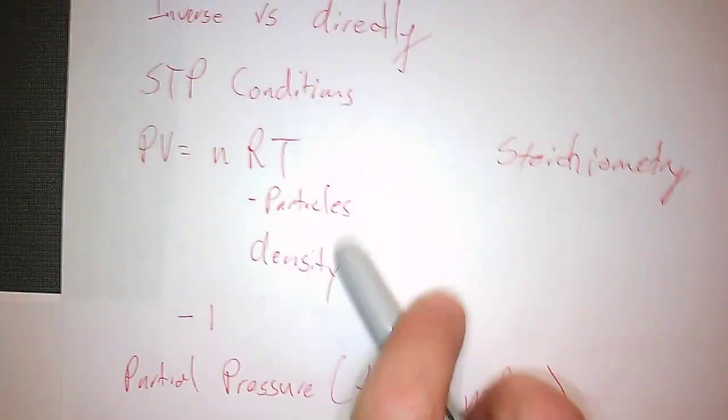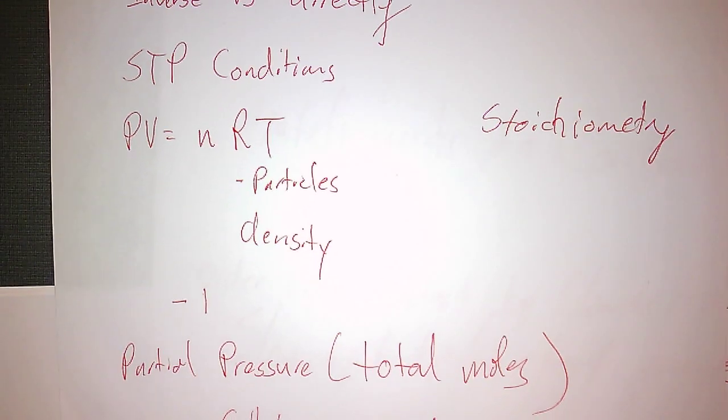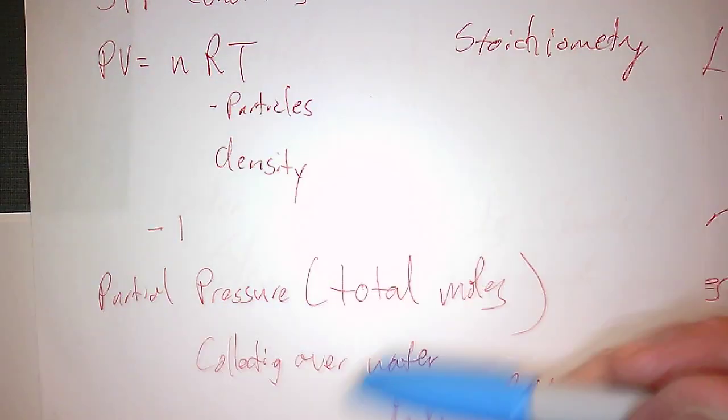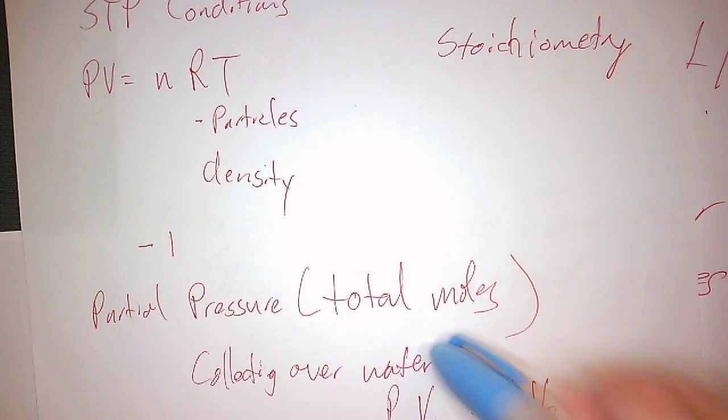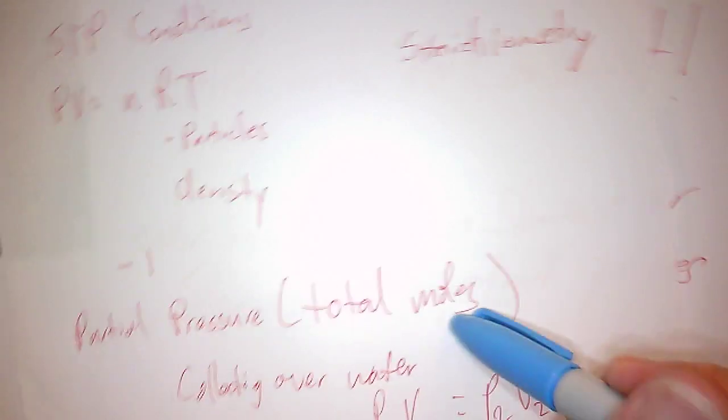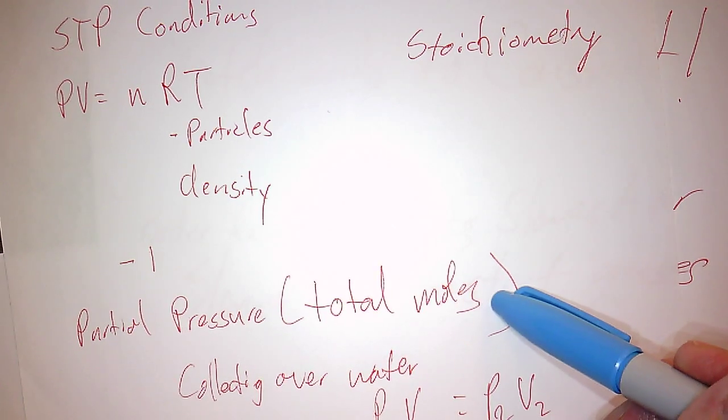I think there's another couple just PV where you have to solve for something here, but particles, density, and stoichiometry. There is a PV equals nRT where you have to do partial pressure. Remember, for PV equals nRT, you just need the total number of moles, right?